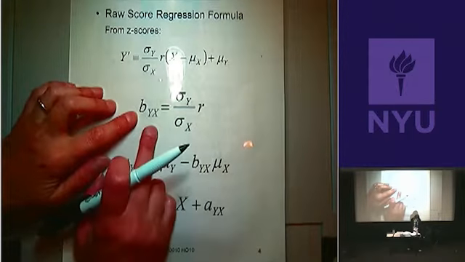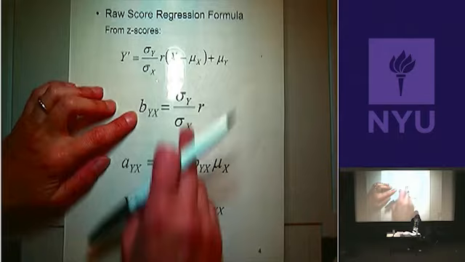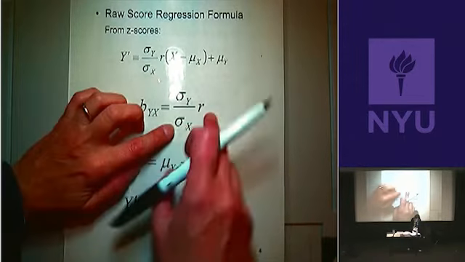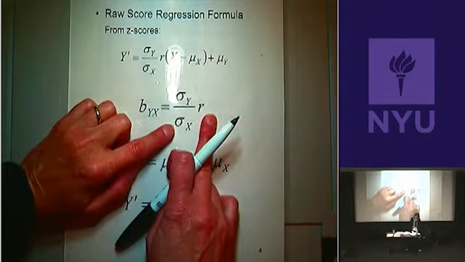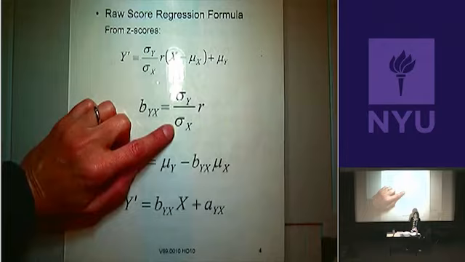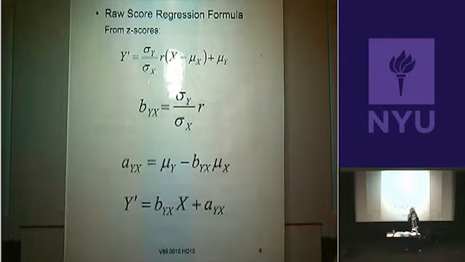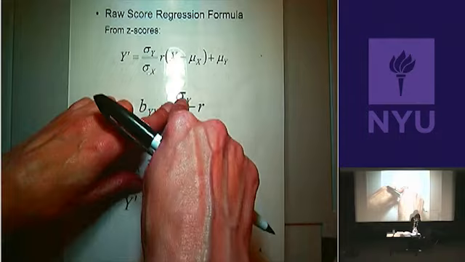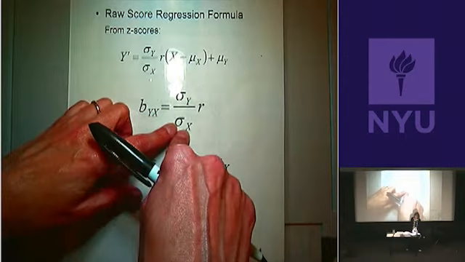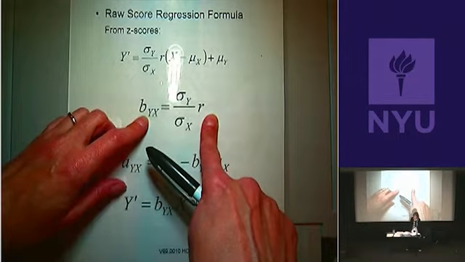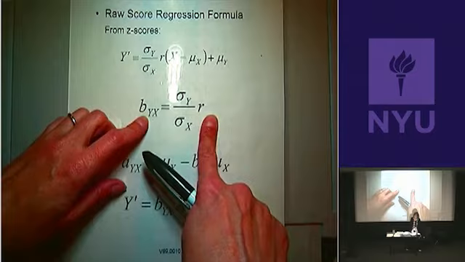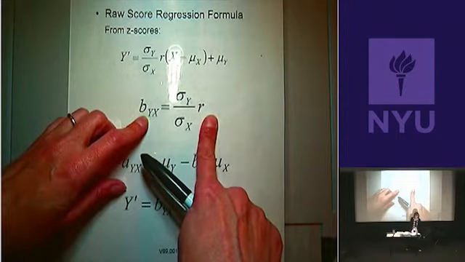Our slope, right, that's our slope, is equal to the ratio of these standard deviations times my correlation coefficient. Okay? Now, if I transformed all of my scores into z-scores, what's the standard deviation of a z-score? 1, right? So that would mean that that standard deviation is 1 and that standard deviation is 1. So what does that mean then? My slope is equal to my correlation coefficient, right? When everything is in z-scores. That's what I said before. Okay?